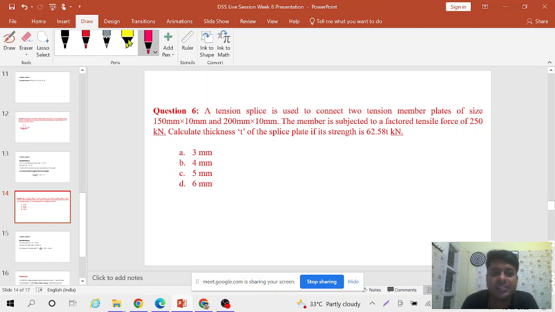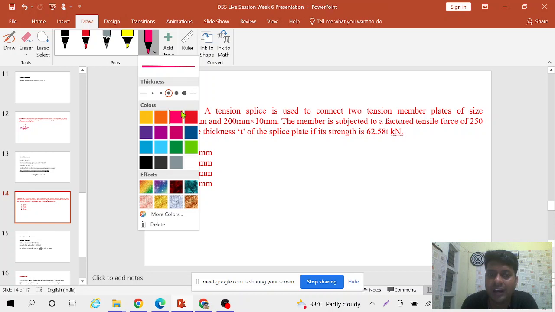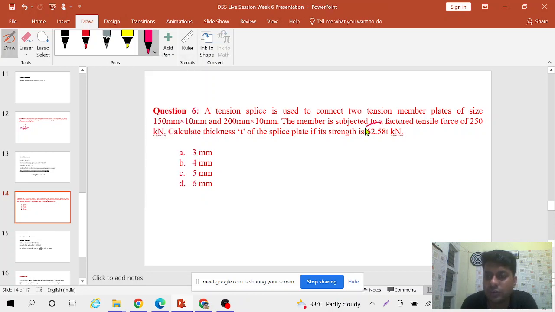We have to divide 250 by 62.58. Yes, fantastic. So this is our strength of the splice plate, and the splice plate should be capable of taking this much load. I am trying to say here that this much load your splice plate must take.